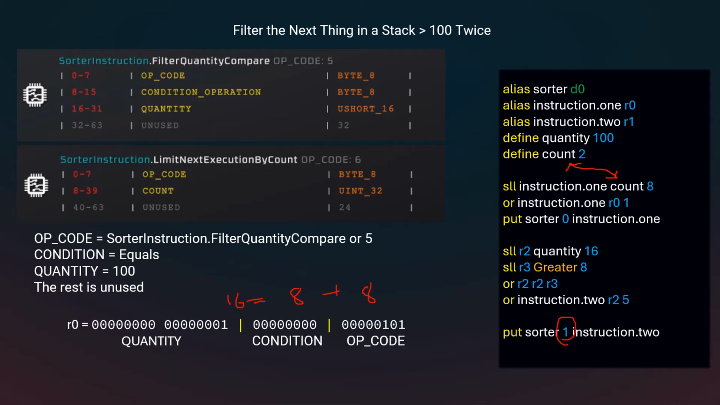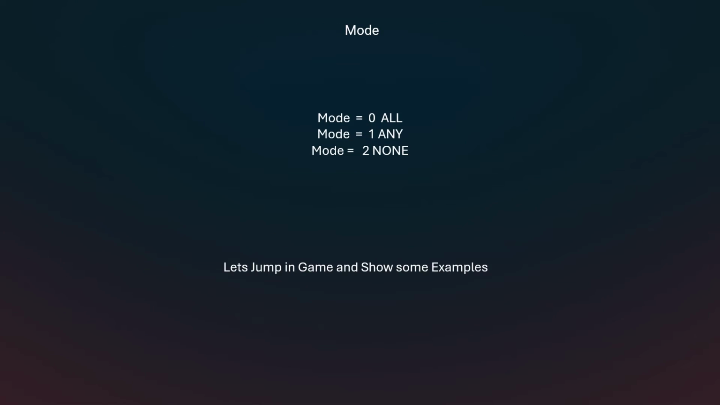Finally, since we can compound instructions, it's important to remember that the logic sorter has 3 modes to it. By default, it's all, which means all instructions must be true for the item to filter. You can also set it to work in a way such that any instruction you put in is true, so not all of them, just one of them has to be true. And finally, you can set it to none, which means that none of the instructions have to be true for the item to filter. Pretty much the inverse of all.